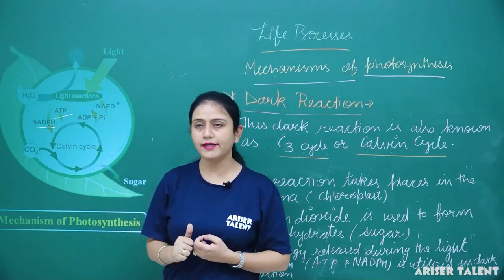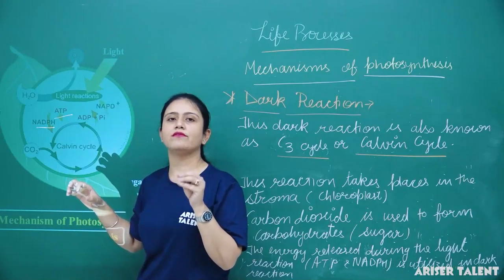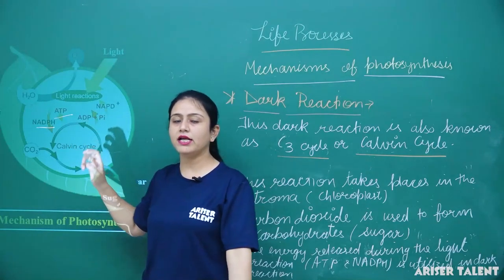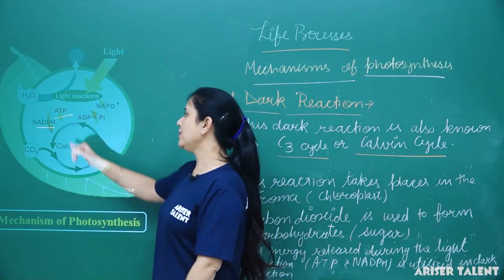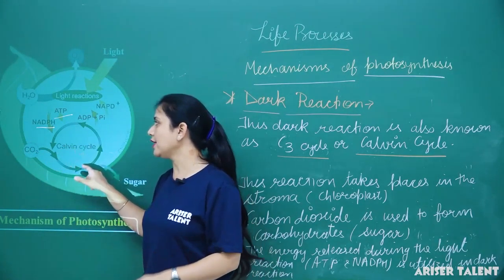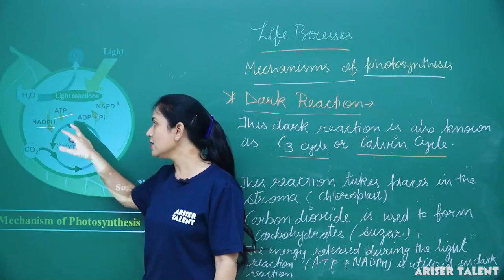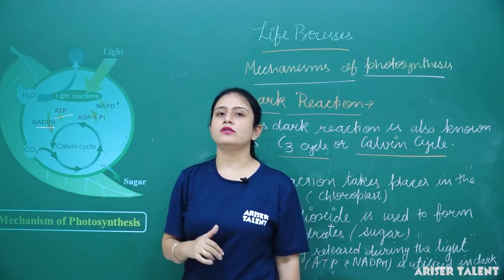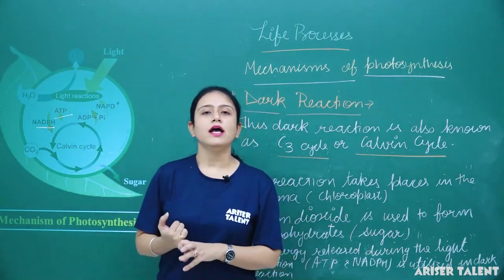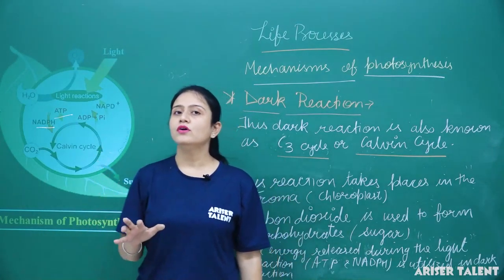By this process, clear? Now, as I told you, during the light reaction, the leaf gets light energy from the sun and converts it into chemical energy, and during this process the energy is released in the form of ATP and NADPH. Now during the dark reaction, this energy is utilized, and the leaf takes in the carbon dioxide present in the atmosphere and prepares carbohydrates. This is the complete mechanism of photosynthesis.